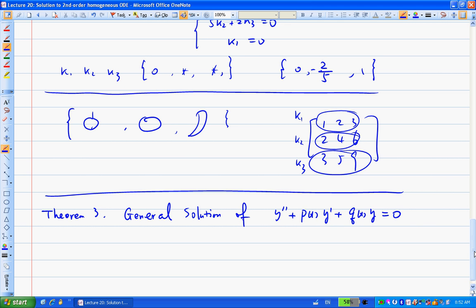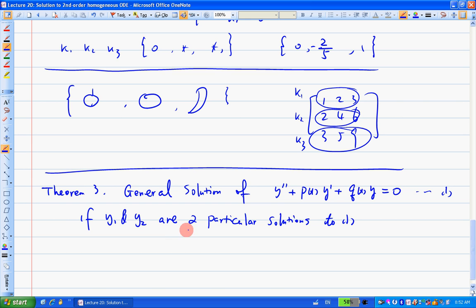Okay, so the general solution of this homogeneous equation. The theorem says this: if y1 and y2 are two particular solutions to, let's call this equation number 1. This is like the first theorem, right? So y1 and y2 are two particular solutions to equation 1.